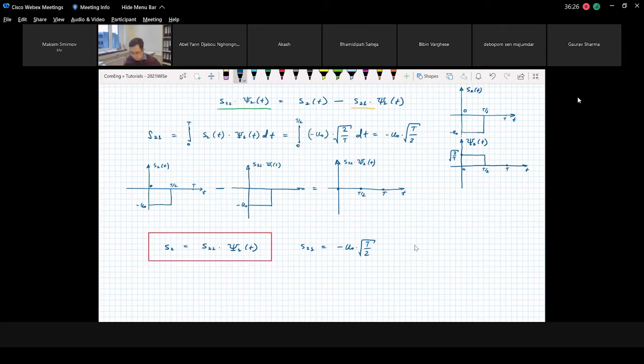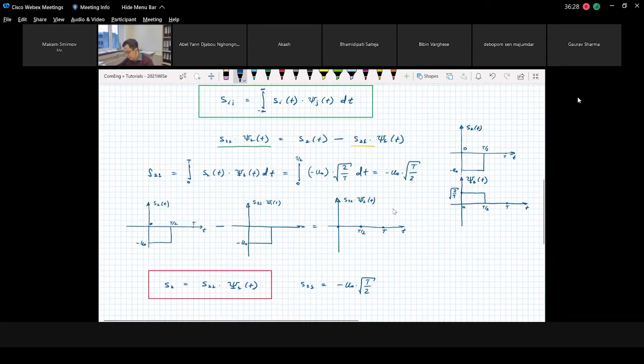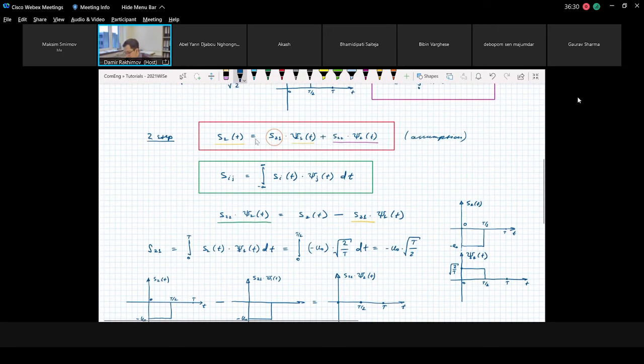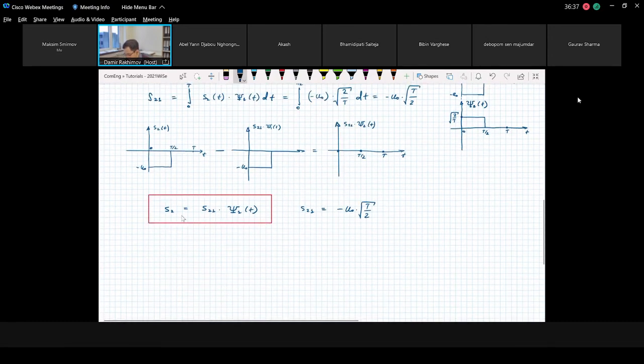Okay, so at the beginning of this step, we made the assumption that we need two basis functions in order to represent the second signal. But as a result, we got that we don't need a second basis function, we just need one basis function. It's fine, it doesn't ruin our solution. We just made an assumption and we got a slightly different result.